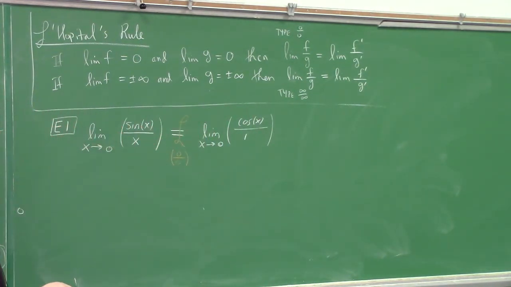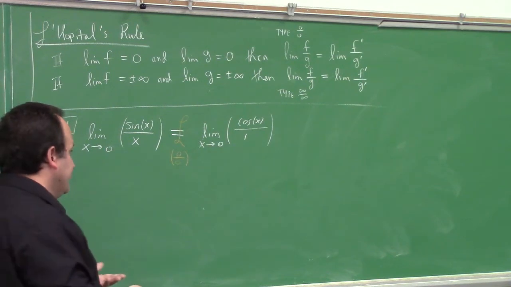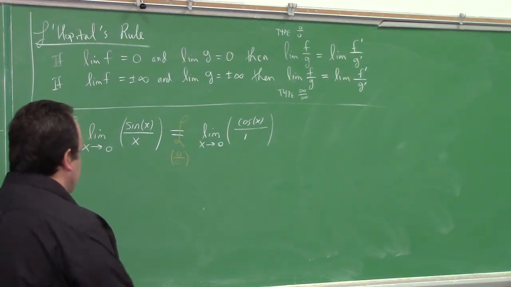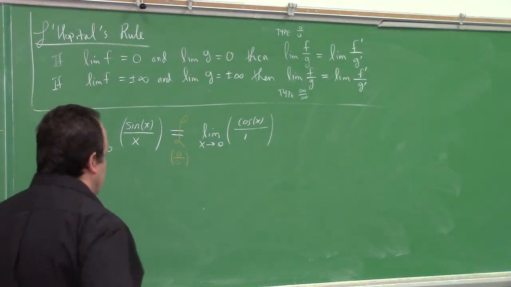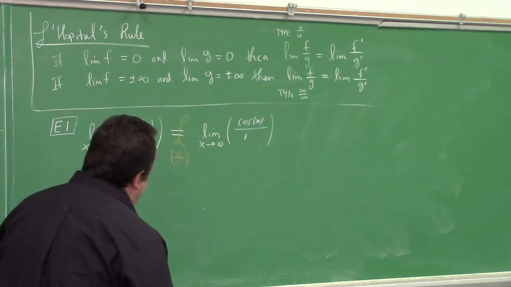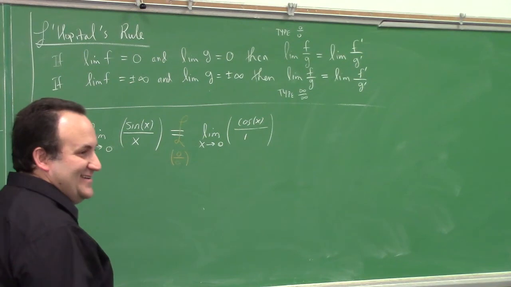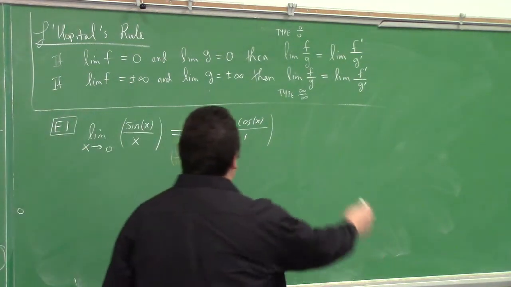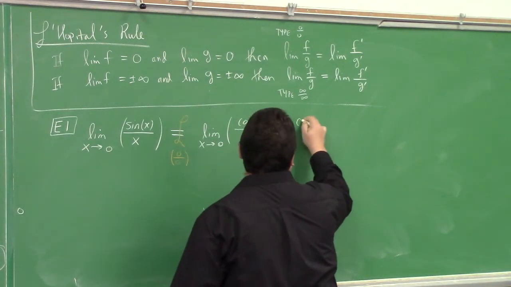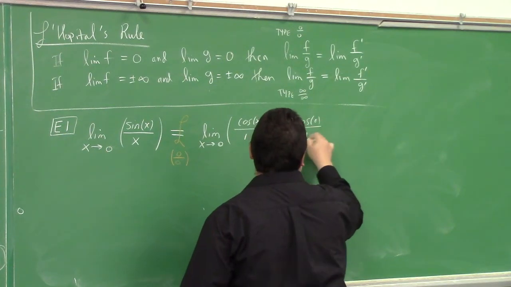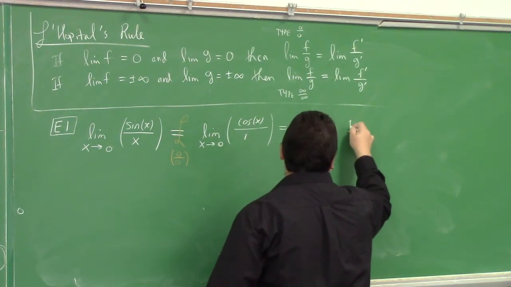And see what happened? What's the limit of cosine as x goes to 0? It's cosine of 0, which is... I heard a 1. I heard a 0. Which one do you guys want to stick with? 1. 1 is a good choice. Yeah, so cosine of 0 is 1. So the answer is 1.